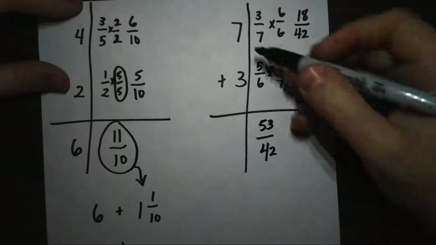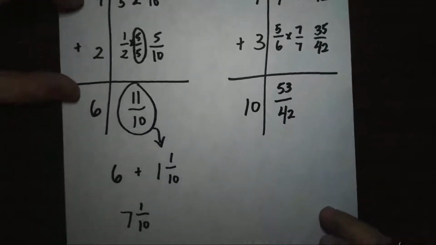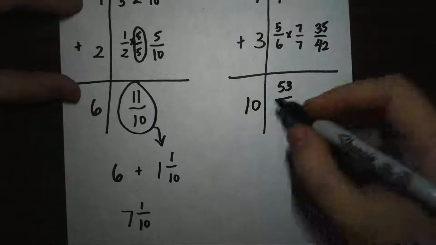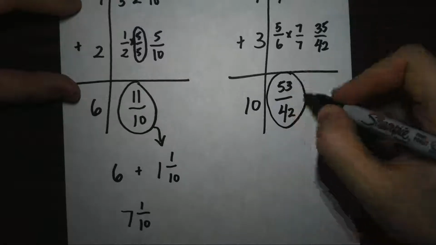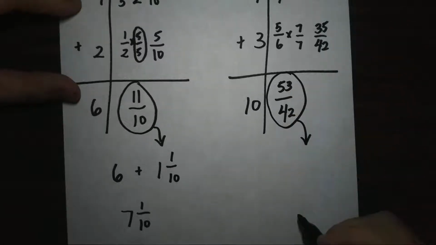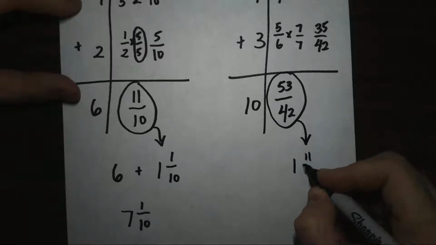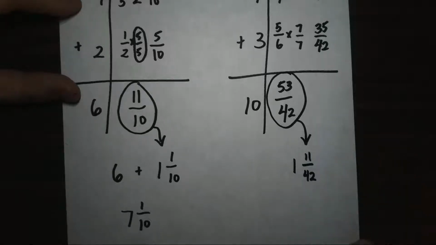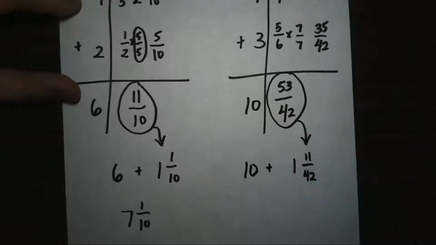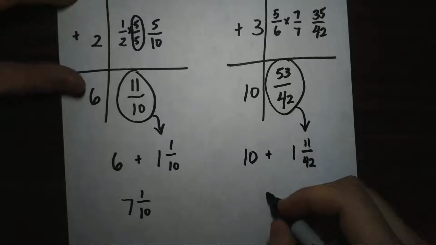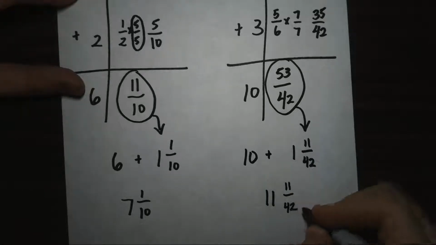And I'm ready to add my whole numbers. 7 plus 3 gives me 10. Now, just as I had before, I have a mixed number and an improper fraction. So I'm going to change this improper fraction to a mixed number. And as a mixed number, that would be 1 and 11 over 42. I'm going to add that to the 10 wholes I already had. So 10 wholes plus 1 whole is 11 wholes and 11 over 42.